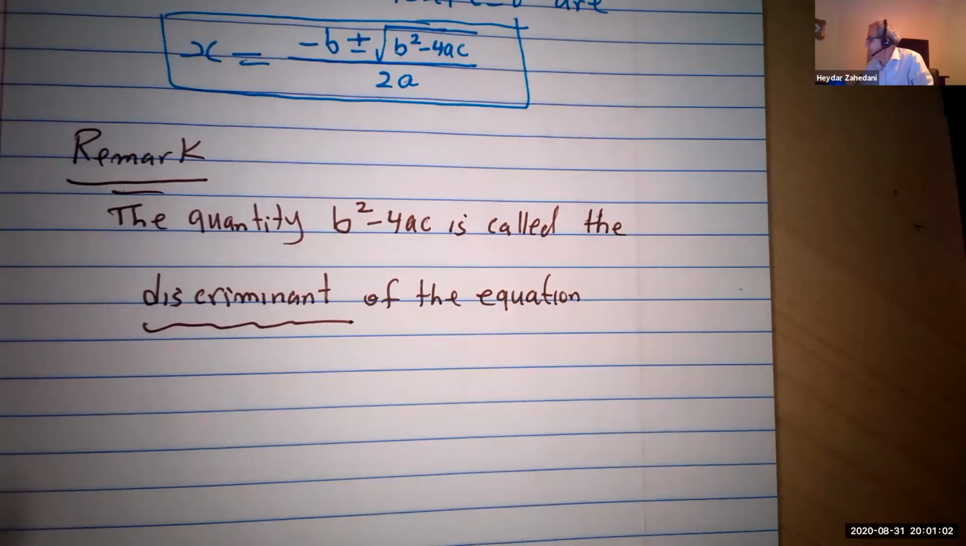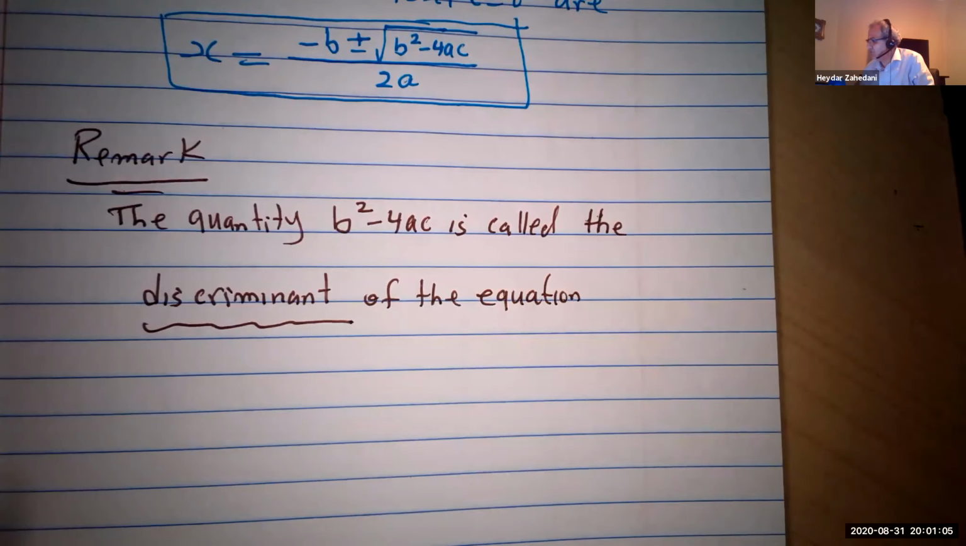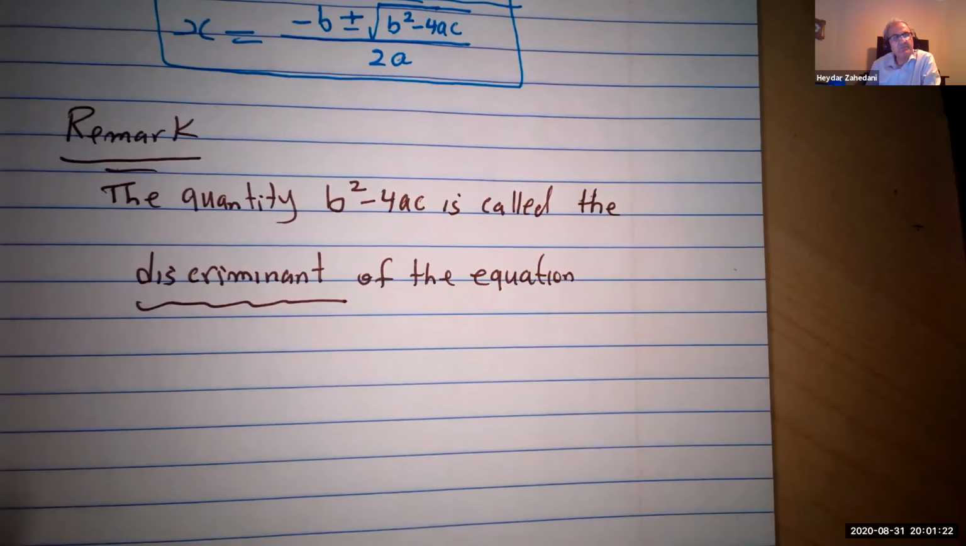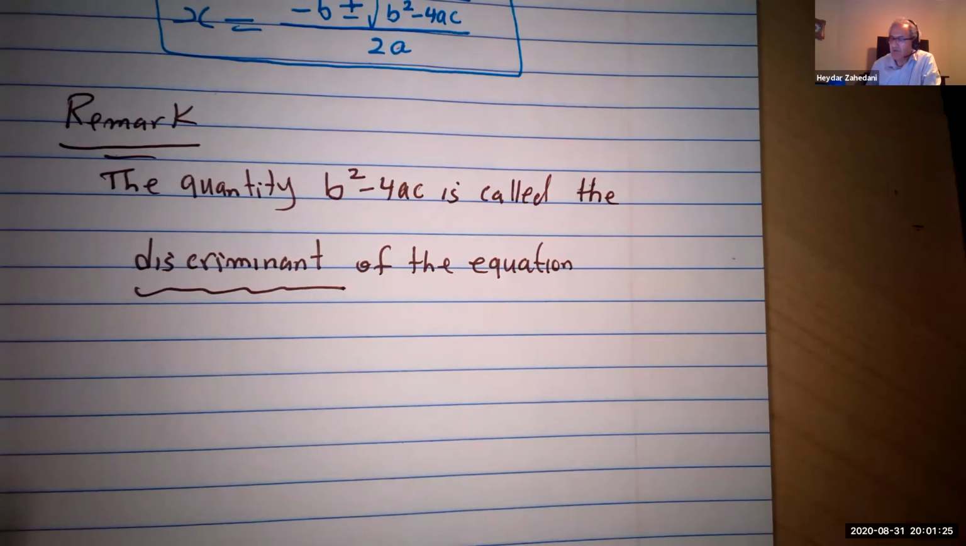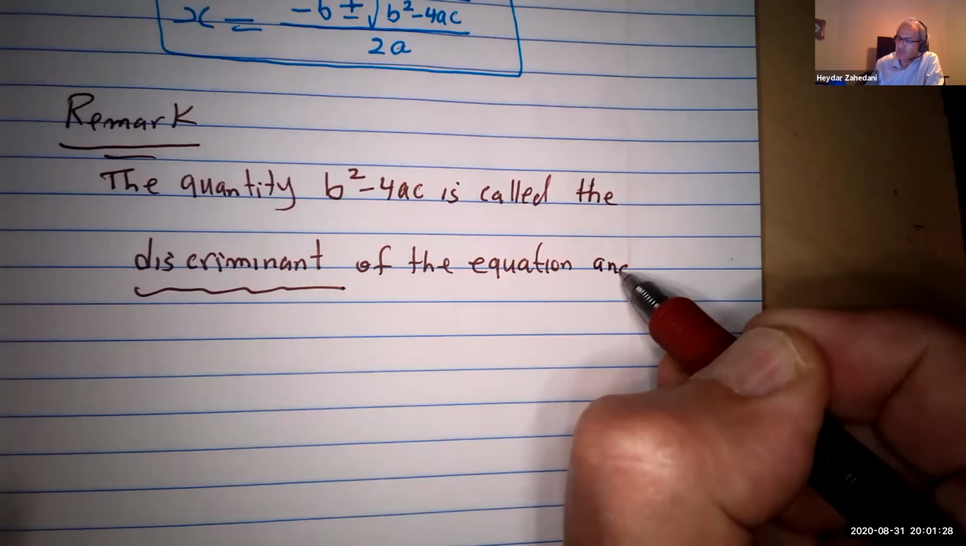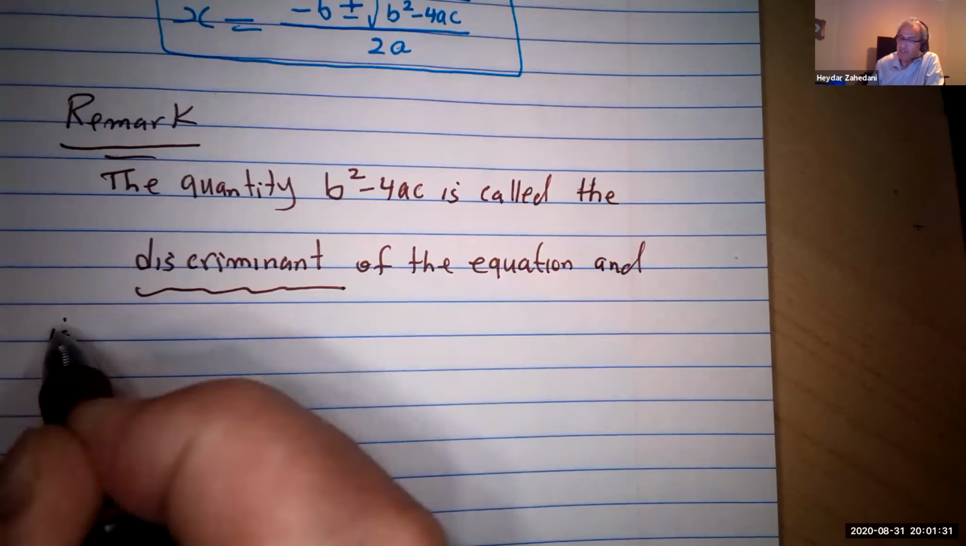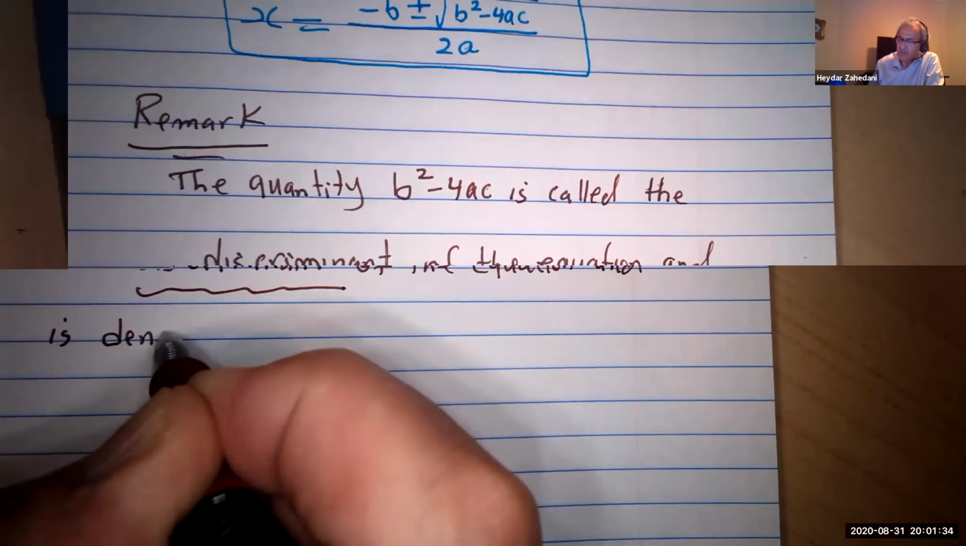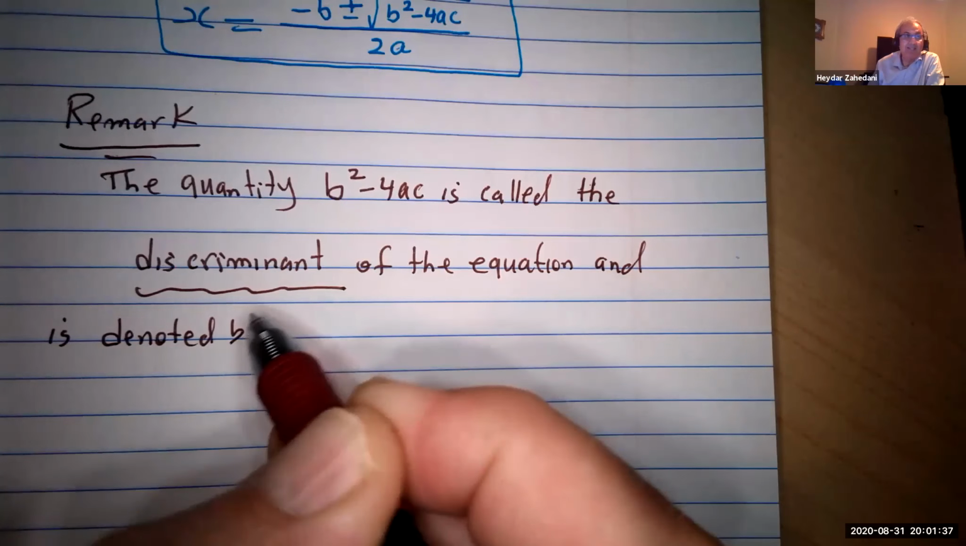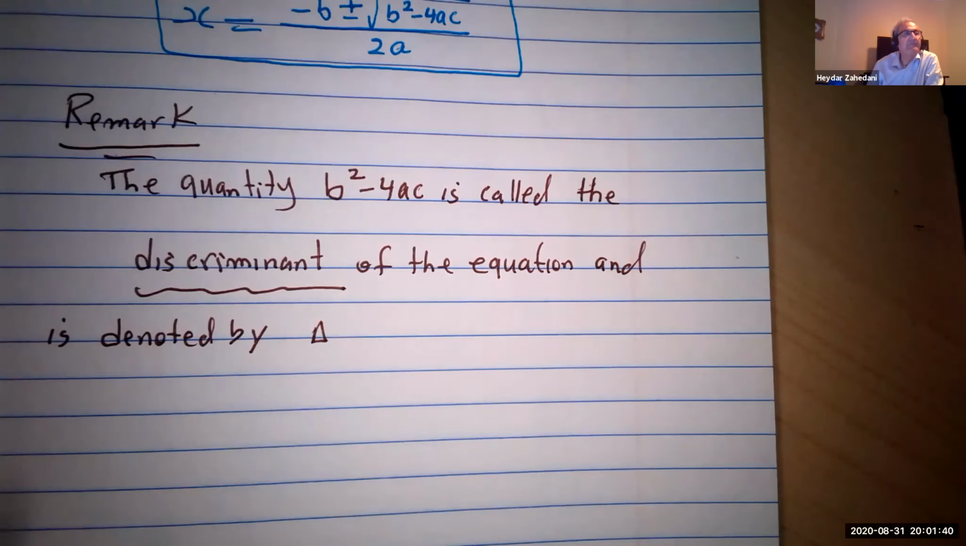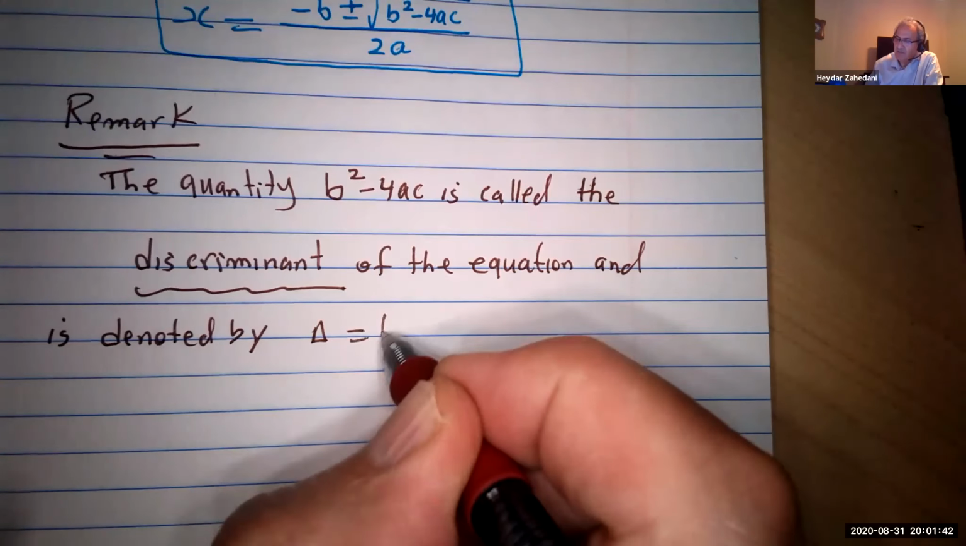In some problems in your book, they ask you about this by name, so you must know it when they ask you to do some problems. And in the future, it would be useful. So the quantity b squared minus 4ac is called the discriminant of the equation. And I have a special notation for it. It's not in your book, but this is very popular. It is denoted by delta. Delta is equal to b squared minus 4ac.